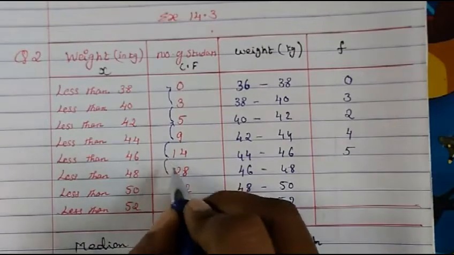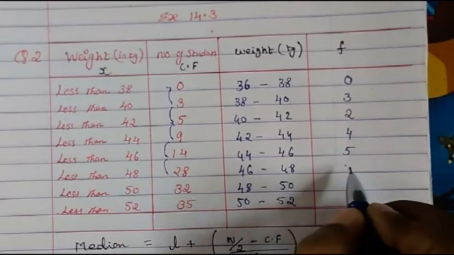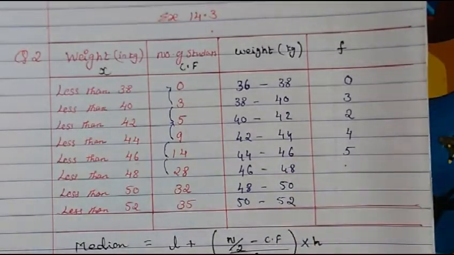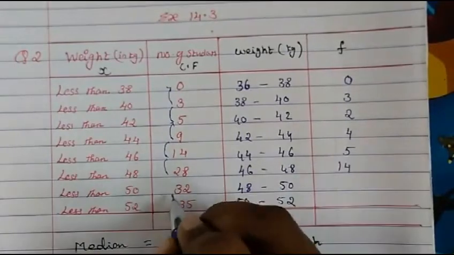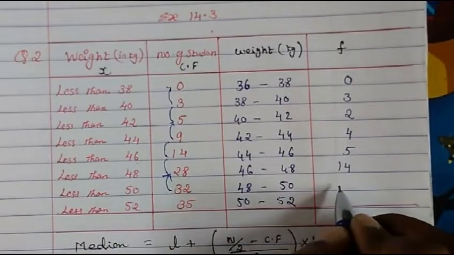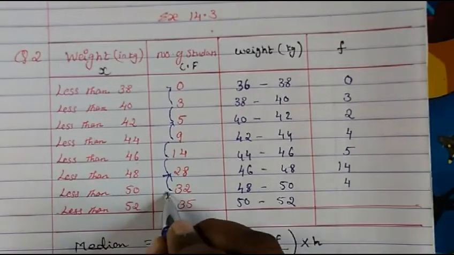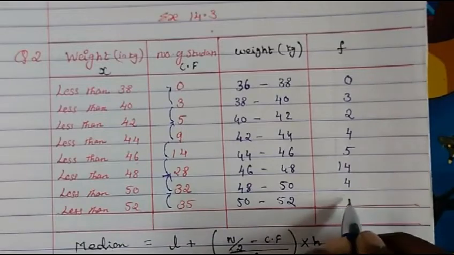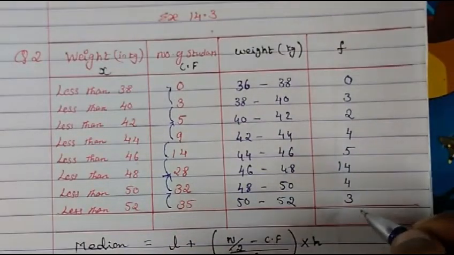From 28 you subtract 14, you will get 14. From 32 you subtract 28, then you will get 4. Then from 35 subtract 32, you will get 3. So now just to see the calculation, how much total is coming?